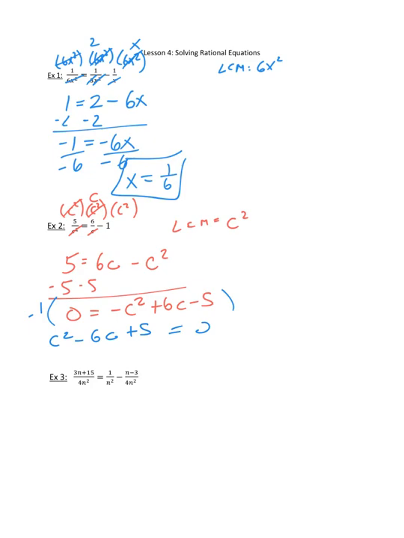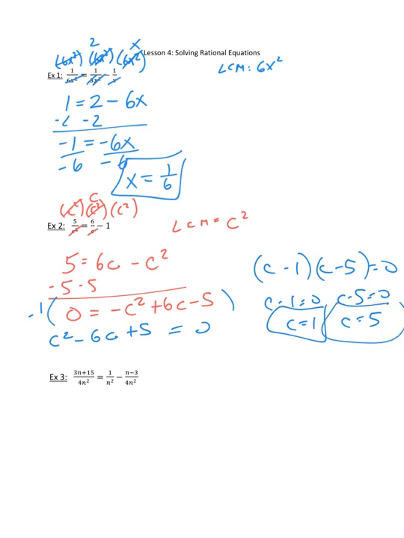I look for a GCF. There is none. I factor into 2 binomials. I have c times c and 1 times 5. They will both be negative. So I have c minus 1 equals 0 or c minus 5 equals 0. So c equals 1 or c equals 5.